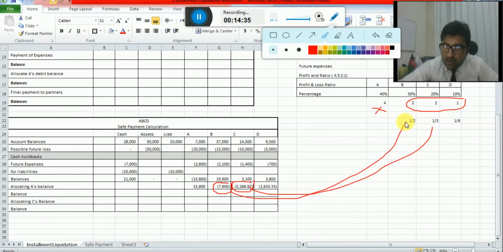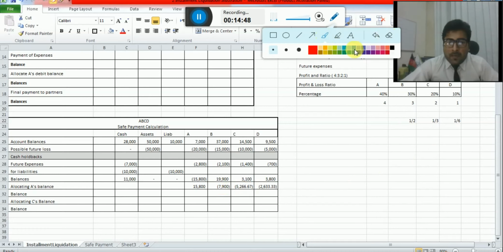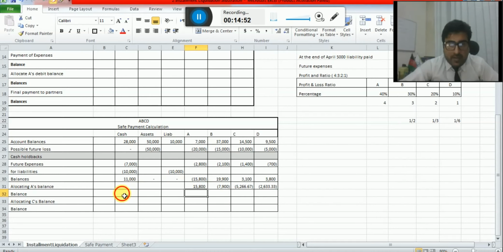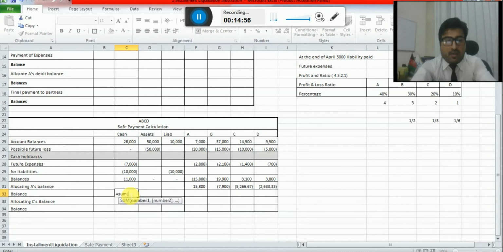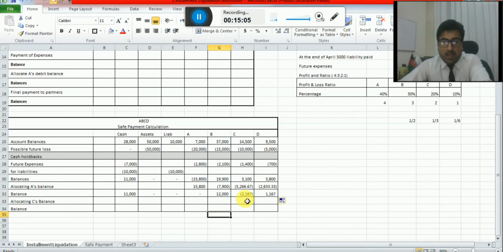So this is 3 over 6, and this is 2 over 6, and this is 1 over 6. And 3 over 6, when you simplify, is 1 over 2, and 2 over 6 is 1 over 3, and then 1 over 6. Okay, now what you should do, you have to balance this row, equal sign and sum, right, the last two rows, and just sum them.